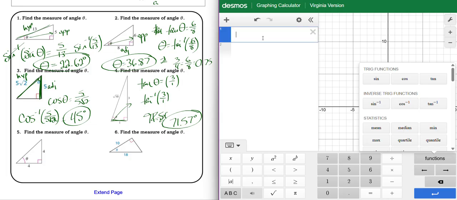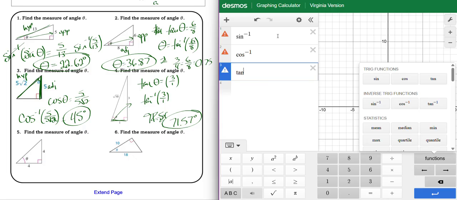Actually, what I like to do in the calculator when I'm doing a bunch of these problems is just have sine inverse ready, cosine inverse ready, and tan inverse ready. And then based on the relationship that you're using, you just end up changing whatever's inside the parentheses.